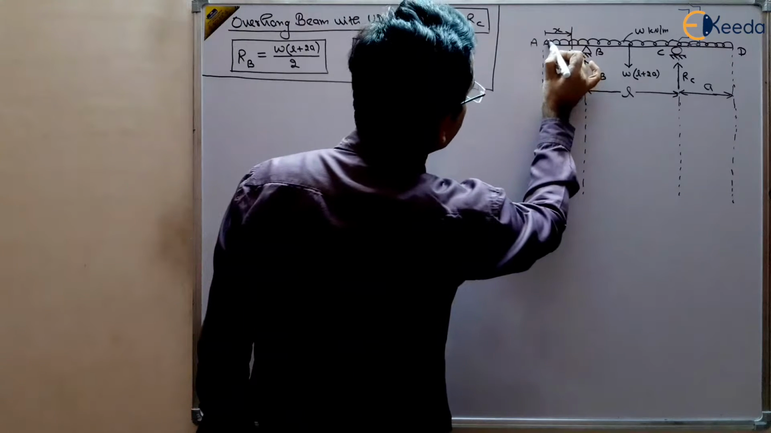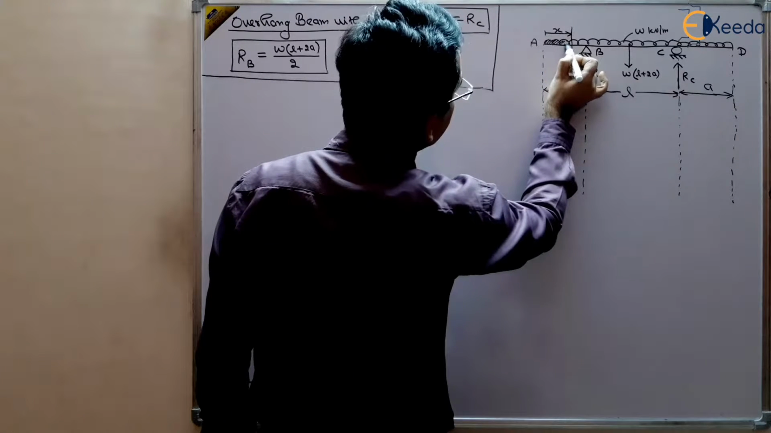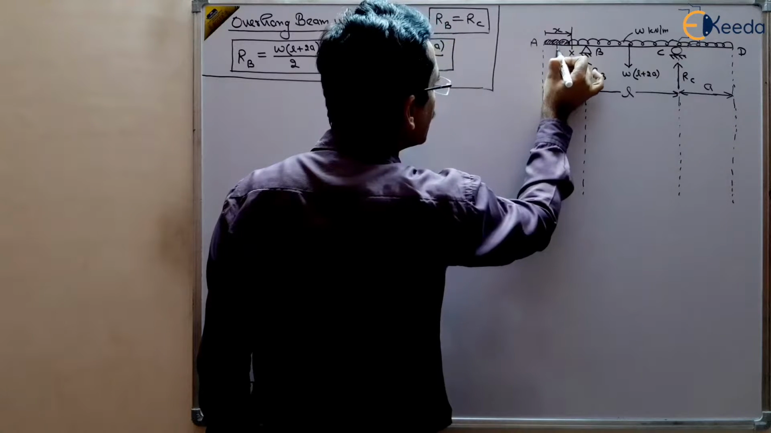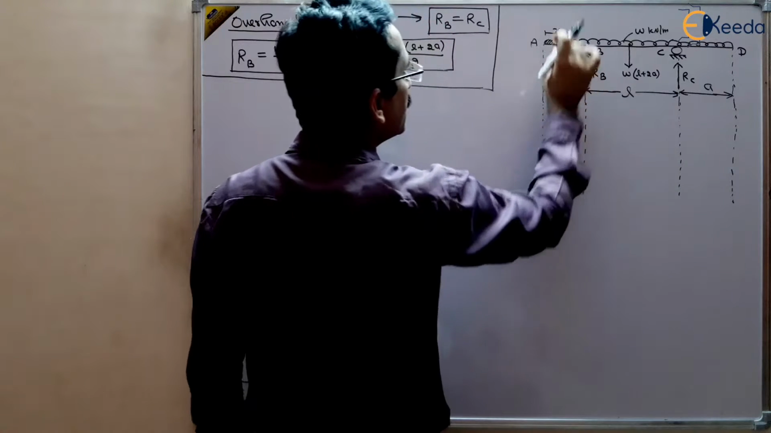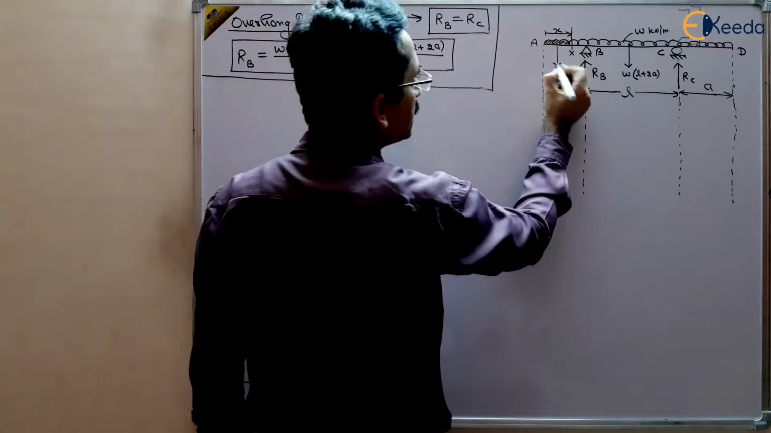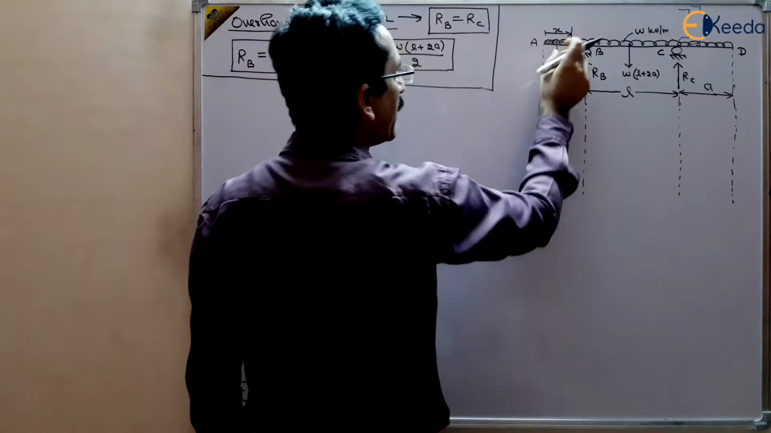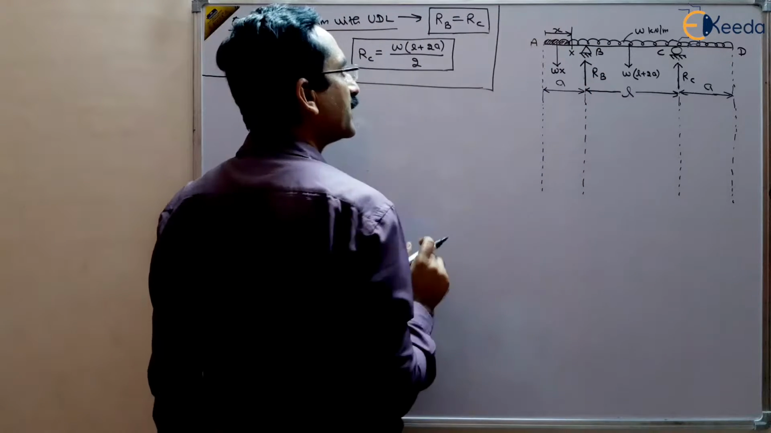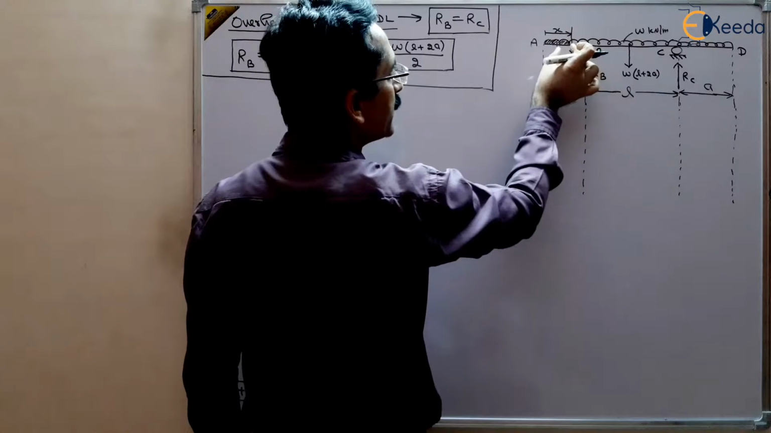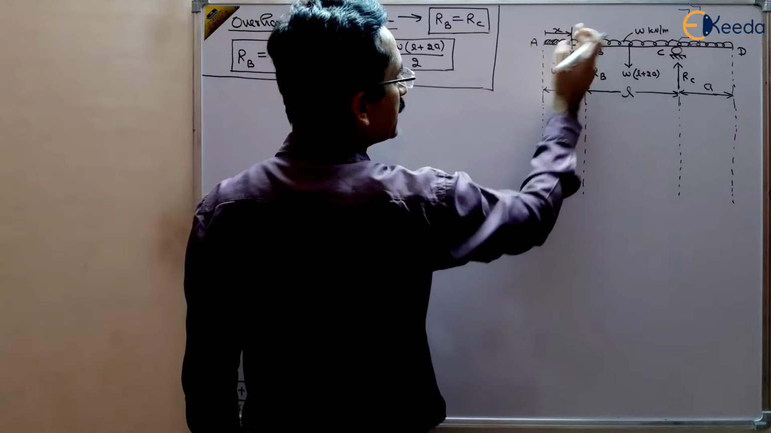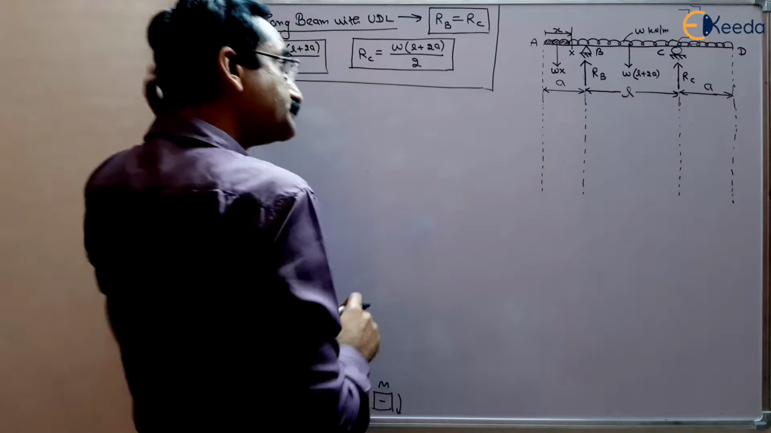And what is this load? This much load is W multiplied by the distance, Wx, which will be acting at x by 2 of the x, right? So this distance will be x by 2. So this Wx will be acting at x by 2 from the section X, right?